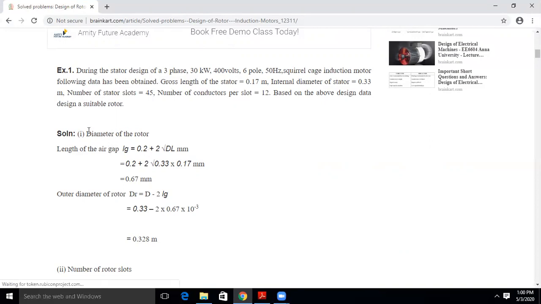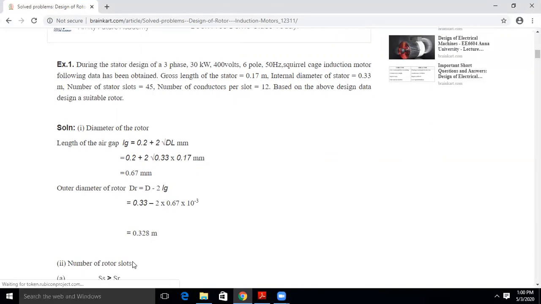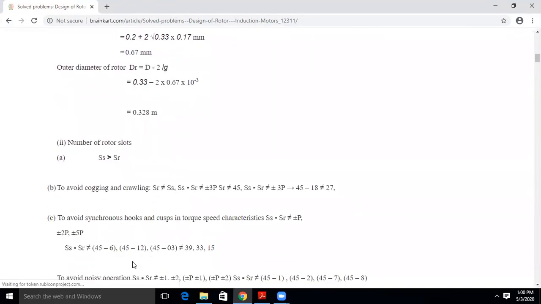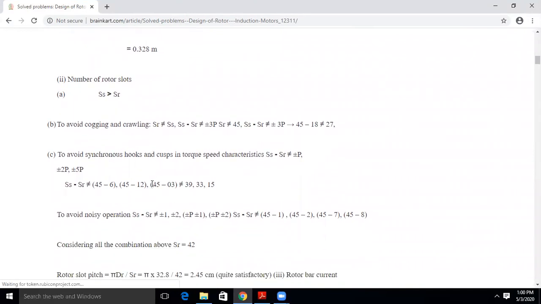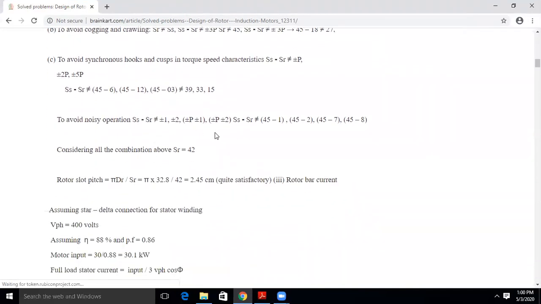Now we have the diameter of the rotor, and again the length of the air gap, lg. The outer diameter Dr is equal to D minus 2 lg, and we get this outer diameter of the rotor. The number of rotor slots we have calculated by considering that SS is greater than SR, that is, the number of stator slots should be greater than the number of rotor slots. So by considering this and all these things, we need to design suitable rotor slots. All can be calculated.